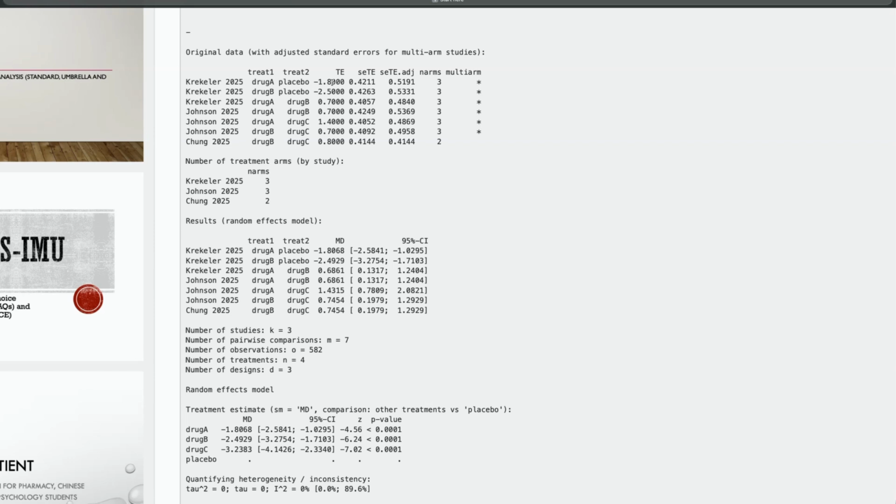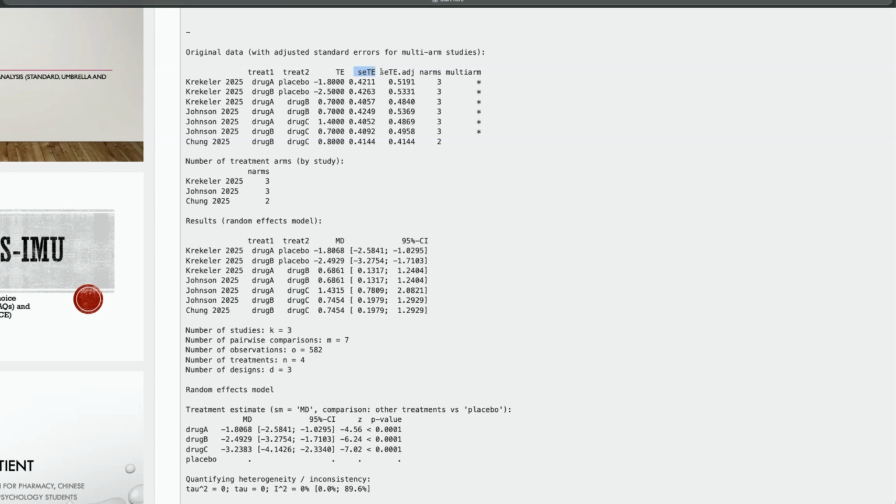Now, what do TE, SETE and SETE adjusted actually mean? TE is the treatment effect, which is the estimated difference between the two treatments. In our example, a TE of minus 1.8 means the mean difference between drug A and placebo is minus 1.8 units. It tells you the direction and magnitude of the effect. SETE is the standard error of the treatment effect. It measures the precision or uncertainty of that estimate. A smaller SETE means the study is more precise, and the app will give it more weight in the final analysis.